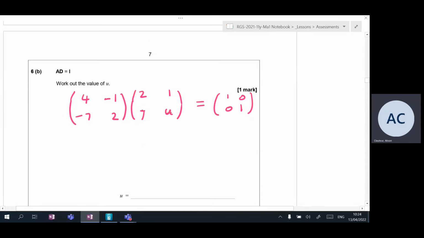So if we multiply these together, 4 times 2 gives me 8. Minus 1 times 7 gives me minus 7. If we go to the next one, 4 times 1 gives me 4. Minus 1 times U gives me minus U. Down here, I've got minus 7 times 2 gives me minus 14. 2 times 7 gives me plus 14. And then this one here, minus 7 times 1 is minus 7 and 2U.